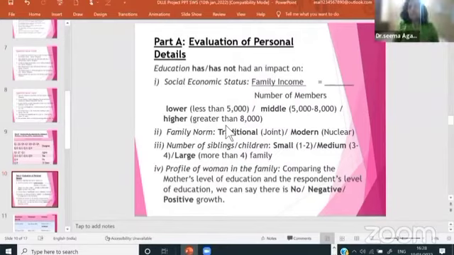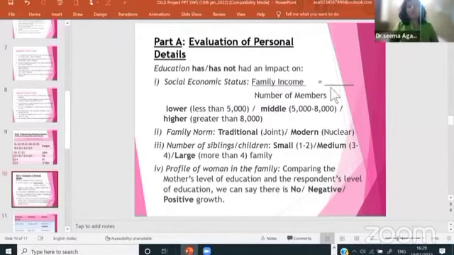First is socio-economic status, meaning whatever the family income of the respondent is, we divide that family income by the number of members. Suppose the family income of the respondent is rupees 45,000, and suppose there are 5 members in the family. So 45,000 divided by 5 is 9,000, and it is greater than 8,000. So we can say that the socio-economic status of that particular respondent is higher. In the same manner, you find the socio-economic status of each and every respondent.